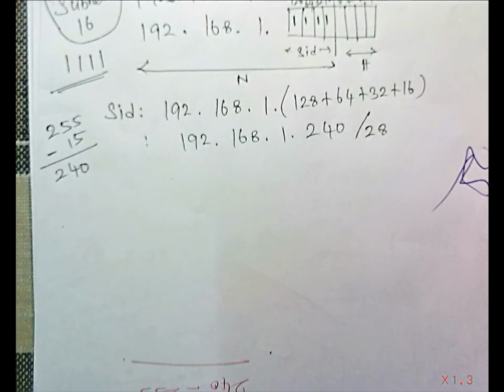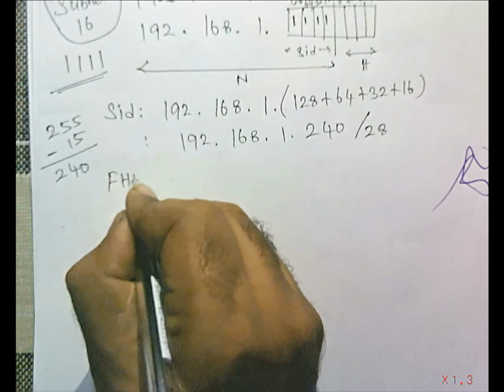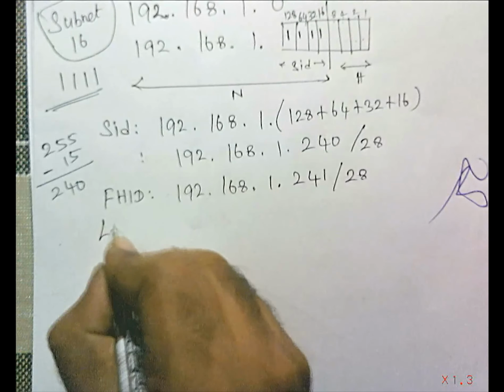So this is going to be your subnet ID. Then the first host ID. Now I am going for the first host ID. You have to make everything 0 in the host part except the last bit, which is 1. If you put 1 here, that is going to be your host part. So it is 192.168.1.241. 1 will be added here. /28.